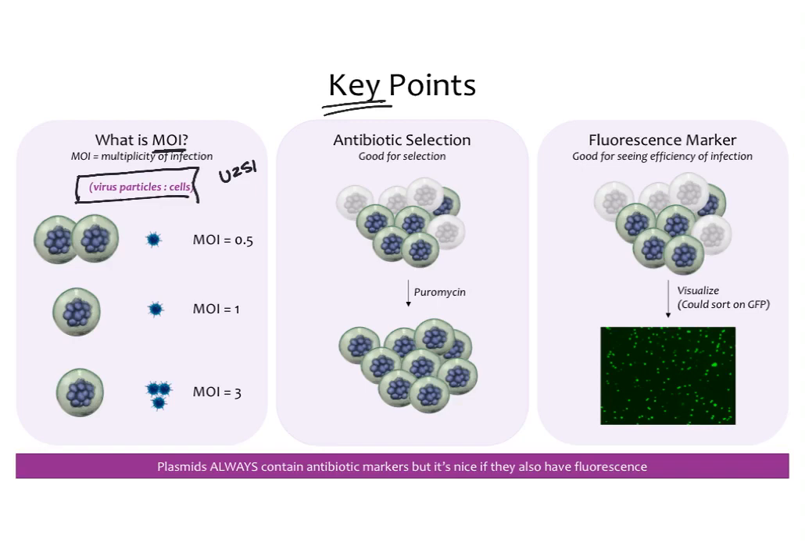MOIs usually have to be figured out in the lab, depending on the cell line and the virus you're working with. They tend to change from line to line. But in general, a good MOI can be anywhere between 1 and 20 to be effective.